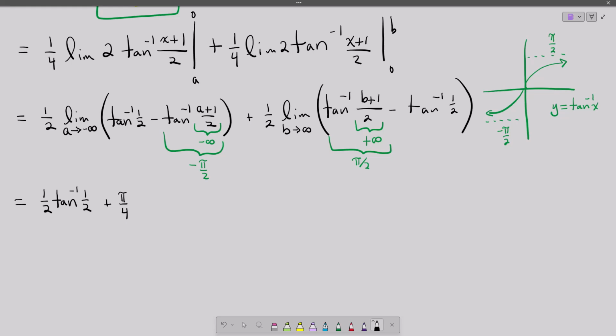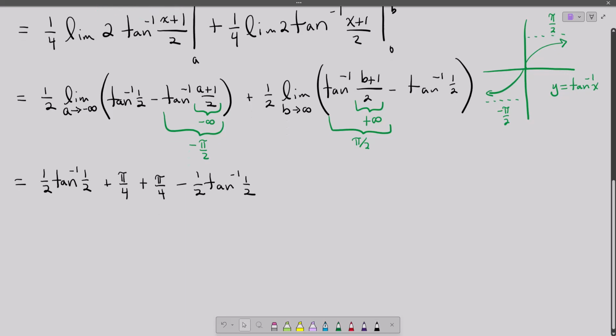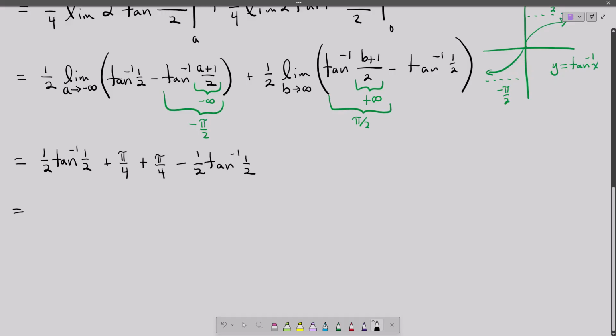1/2 times that. And then we come in here, this is pi over 2 times 1/2, so that's plus pi over 4 again. And then we have 1/2 times this quantity, but there's a negative, so negative 1/2 arctangent of 1/2. So our final answer, pi divided by 2, because those two cancel out. So that is our cumulative area underneath that bell curve.